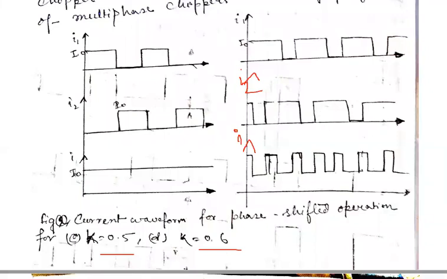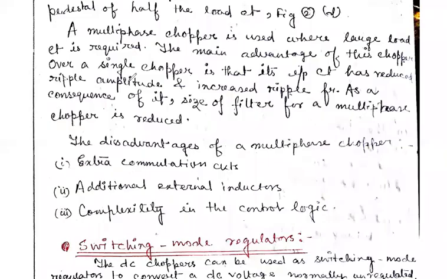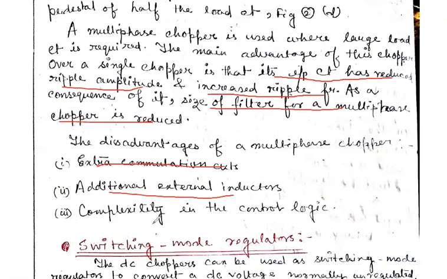All are written here, there is no problem. Input current has reduced ripple amplitude and increased ripple frequency, and as a consequence of it, the size of the filter for a multiphase chopper is reduced. That is an advantage. So what are the disadvantages? Extra commutation circuit is required, an additional external inductor is required, and there is complexity in the logic circuit, meaning in the control logic.